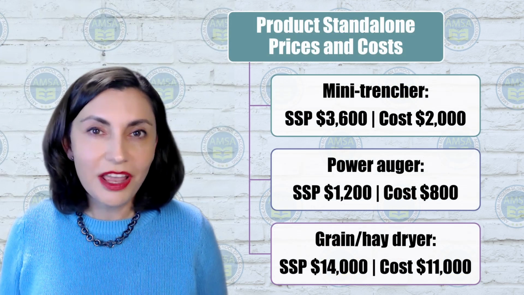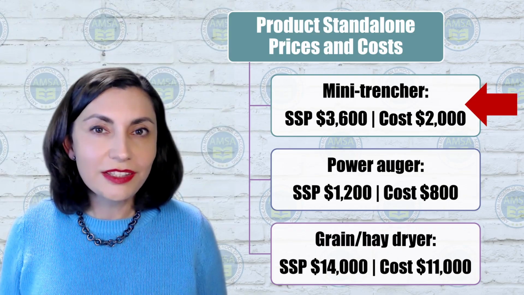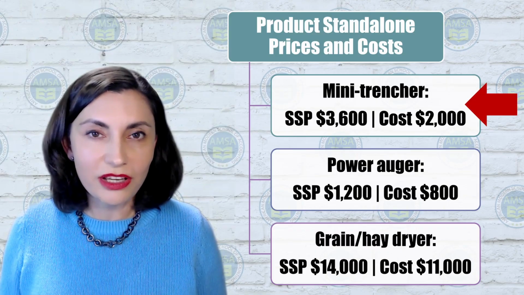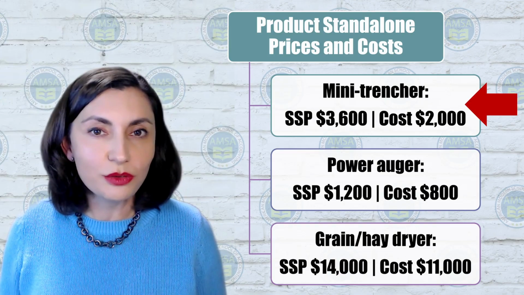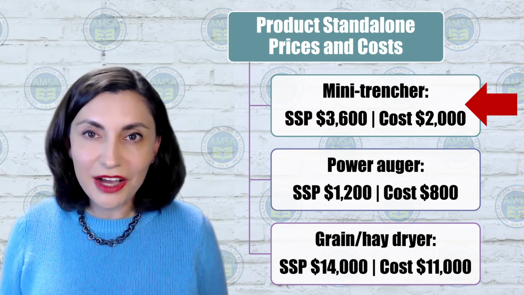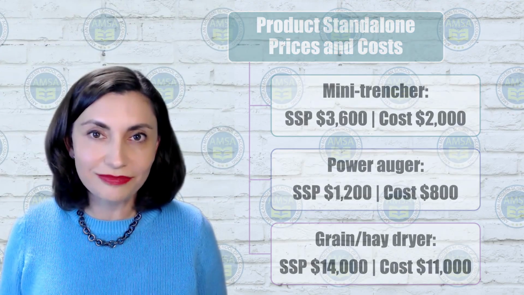Let's walk through an example using Range and Farm Supplies Company, a distributor of range and farm equipment. Among other products, Range and Farm Supplies sells mini trenchers with a standalone selling price, or SSP, of $3,600 and a cost of $2,000. Now, let's look at a sale involving variable consideration.